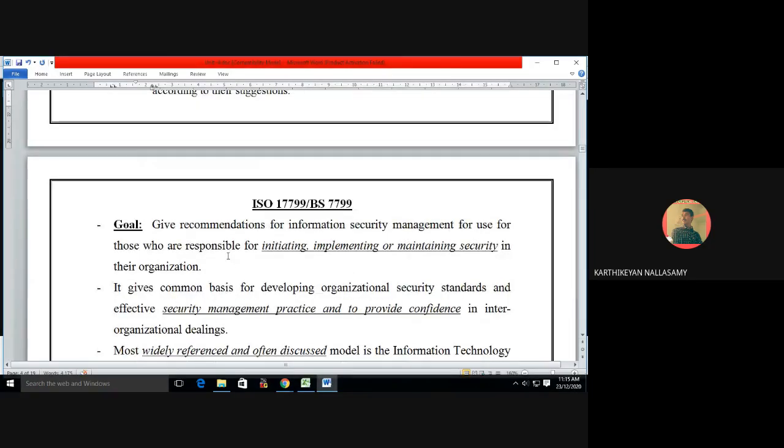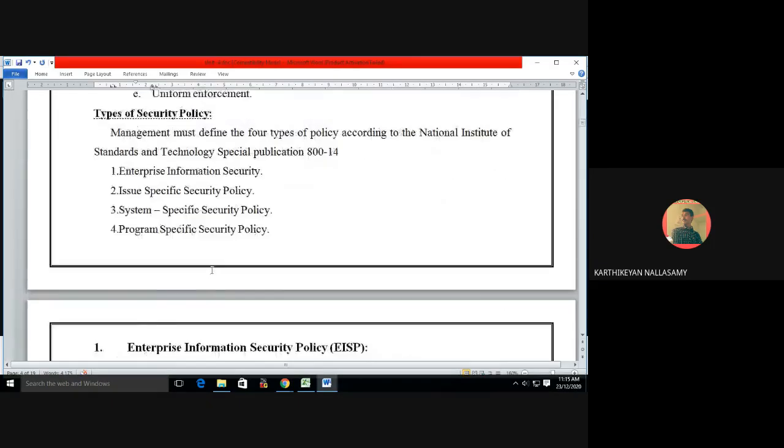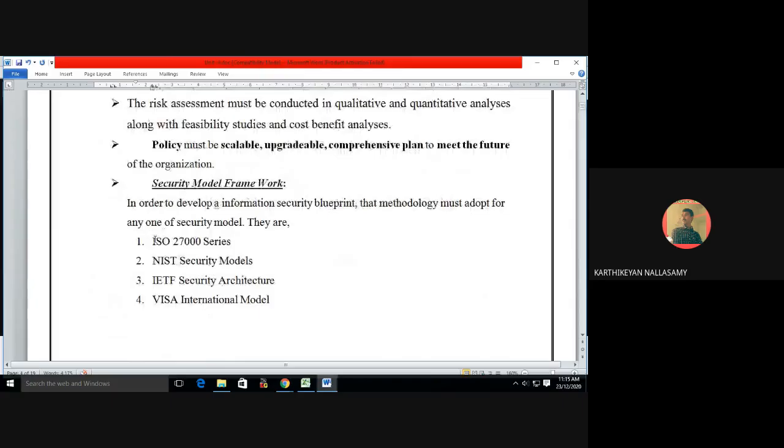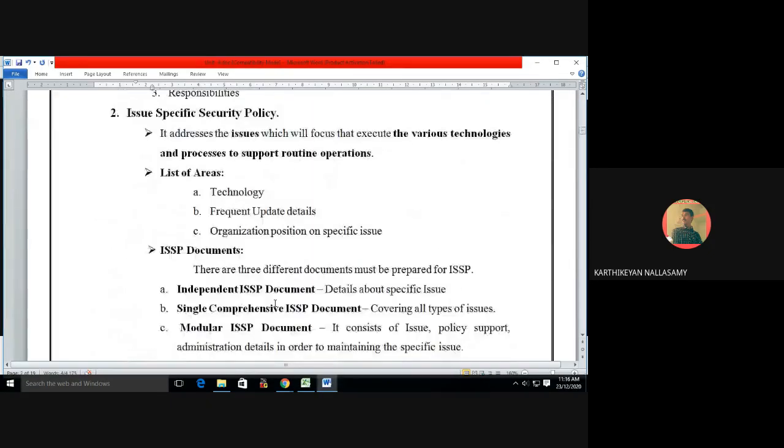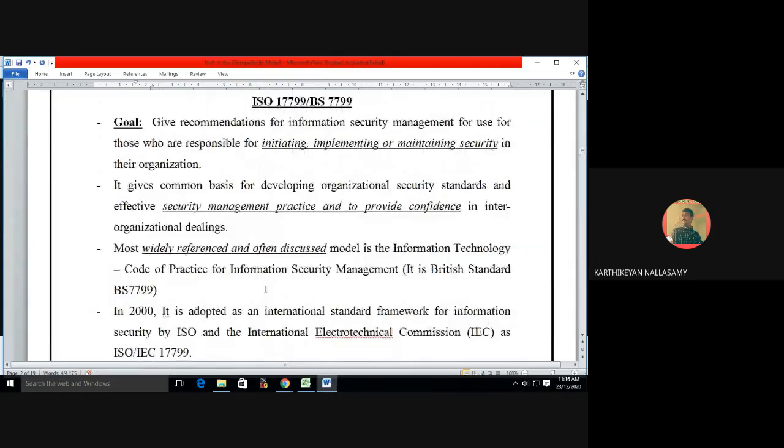Okay, so the next one is something we already know now. Initially, a blueprint is very important for the implementation of the security design and the security policy system inside the organization. There are different kinds of policy frameworks, meaning a blueprint must be defined; that is called a framework. These include the ISO 27000 series, NIST, the National Institute of Standards and Technology security models, IETF, and the next one is the VISA International Model. These are the different framework models that need to be defined, so that according to the standard we can implement in our organization.